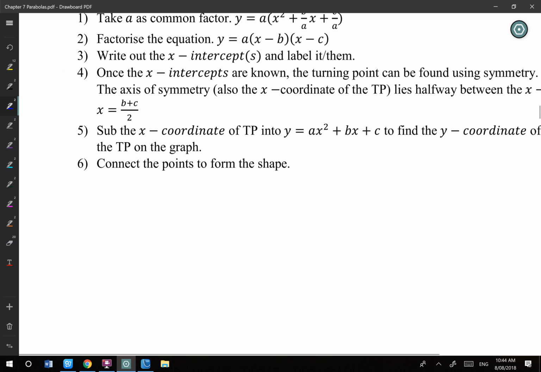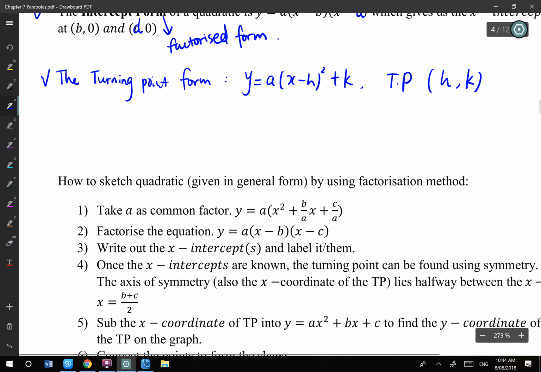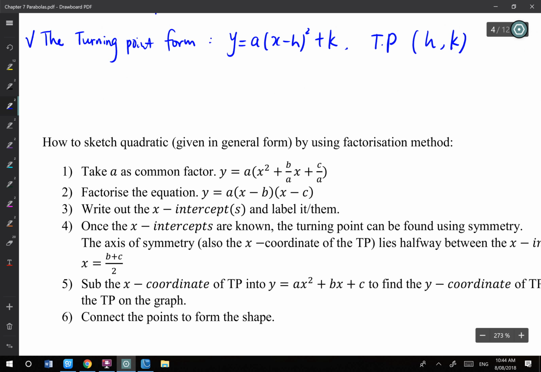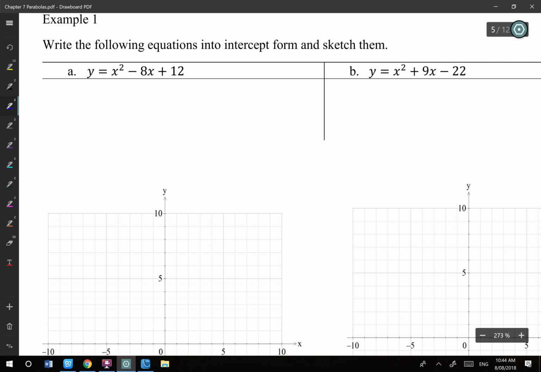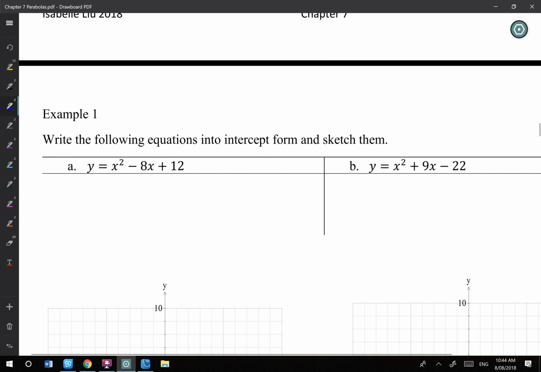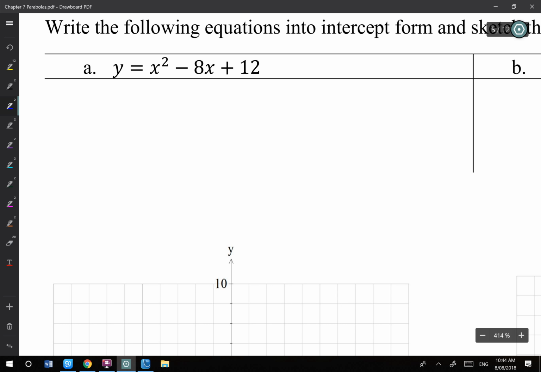So these are the notes if you forget what to do. You can come back to read this and get the idea. But let's jump to the question directly. What we have here is y equals x squared minus 8x plus 12. I can complete the square again, no problem with that. I can still factorize and I still get the graph.